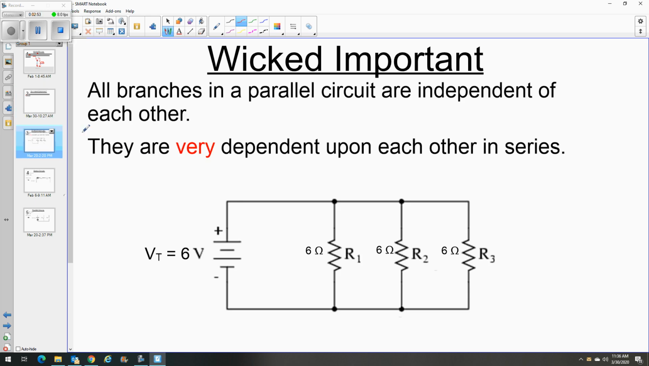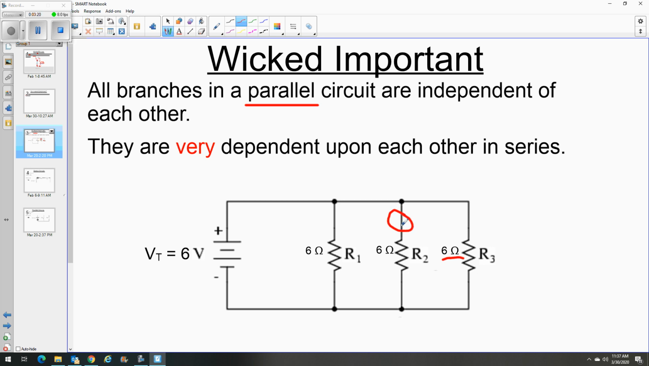There's a couple of really important features of series and parallel circuits that I'd like you to understand. And the first of those is that in a parallel circuit, all the branches are completely independent of each other. They're essentially three separate circuits who are all sharing the battery. If you tinker with one of the branches, for example, if you mess with resistor 3, that will not have any effect on branch number 2.